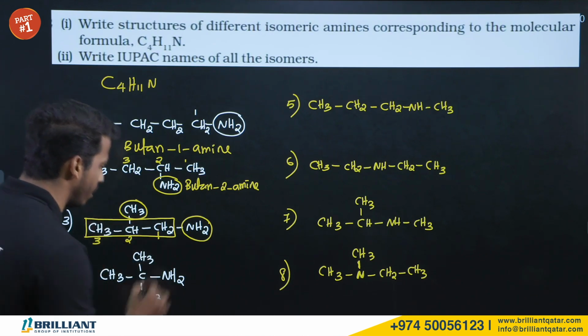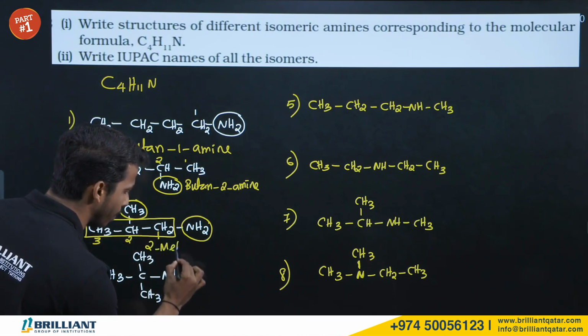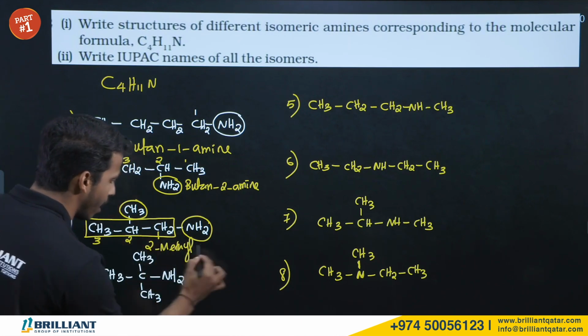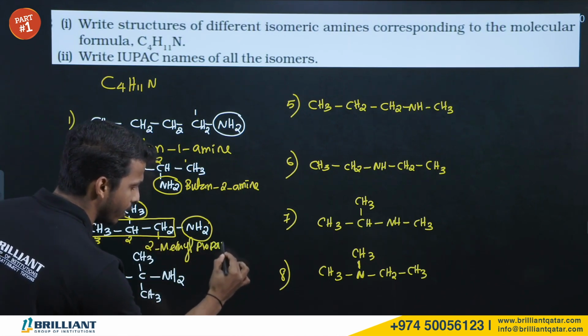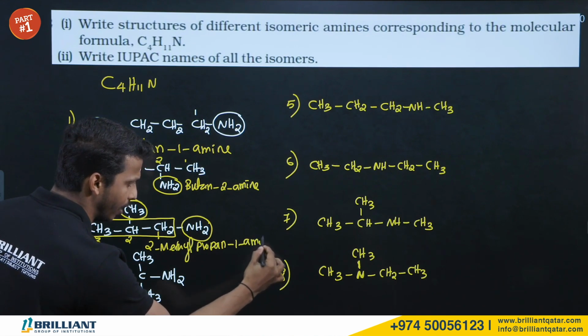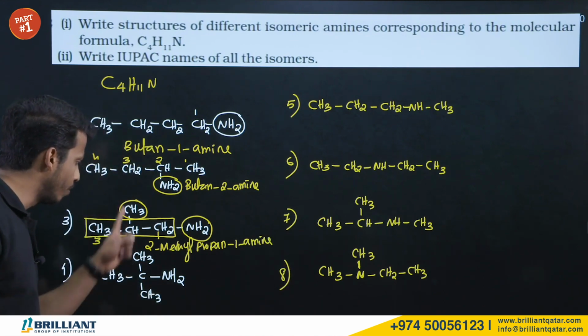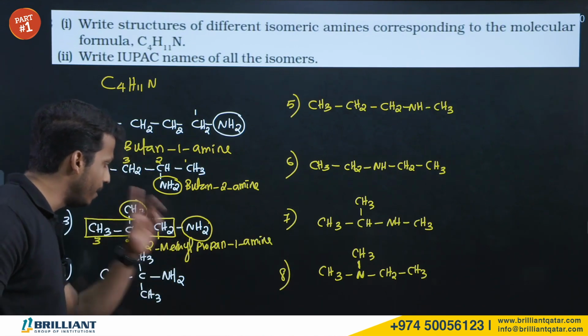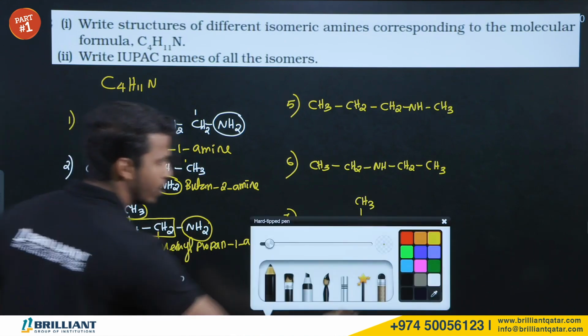At the second position, you have a methyl group. So the name is 2-methyl. In total there are 3 carbon atoms, so propan. Where is the position of the amine? 1-amine. All of you once again: 2-methyl propan-1-amine. All right. What about the last compound?